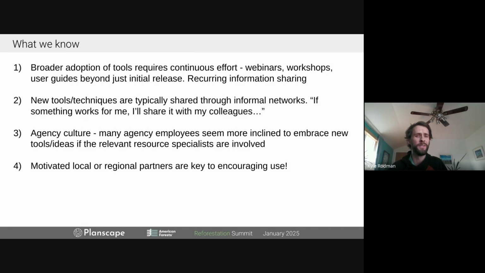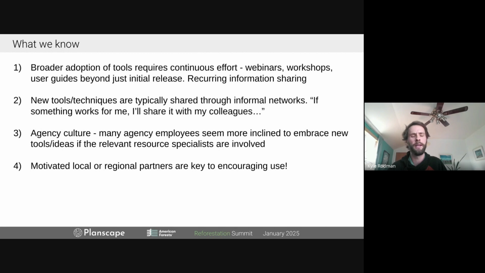Also, new tools and techniques are generally shared through informal networks. So maybe you work with a silviculturist on an adjacent forest a little bit, or you know them well. If something works for you, you're likely to share it with them. And that's where people find a lot of this information, rather than going out and reading scientific papers or reports or those kinds of things.